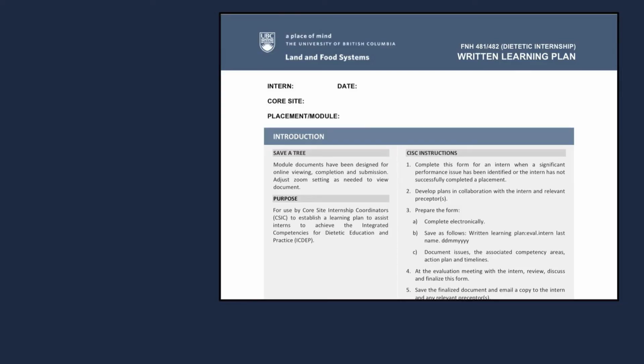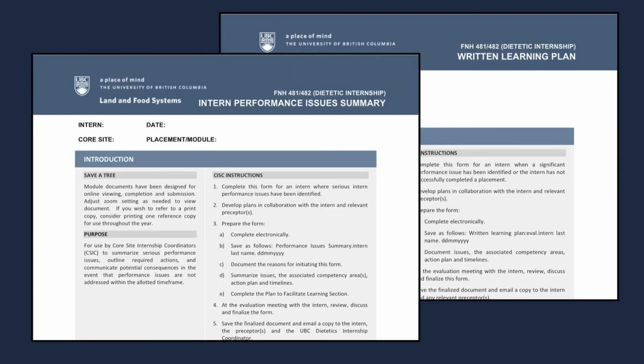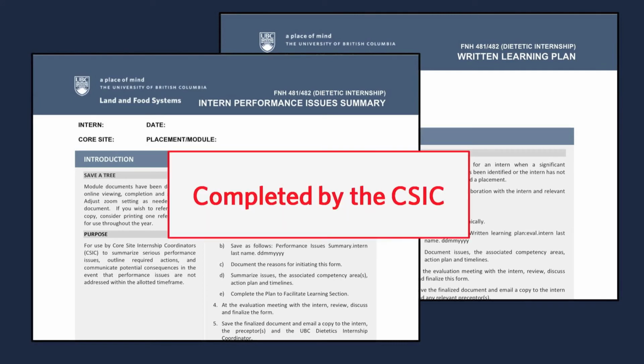Other forms to note include the written learning plan and intern performance issues summary. These forms are utilized by the core site internship coordinator only when intern performance challenges arise that require action planning to address. When an intern is struggling, the preceptor should identify the issue and discuss with both the intern and the core site internship coordinator.